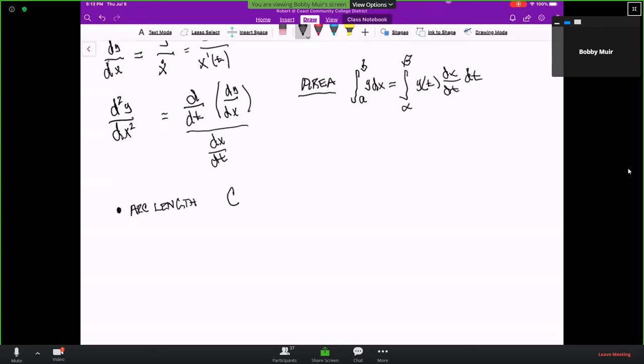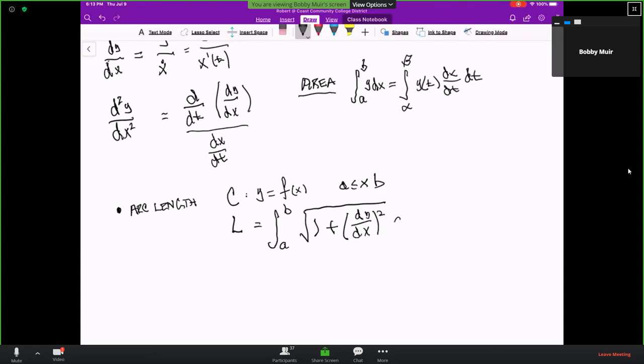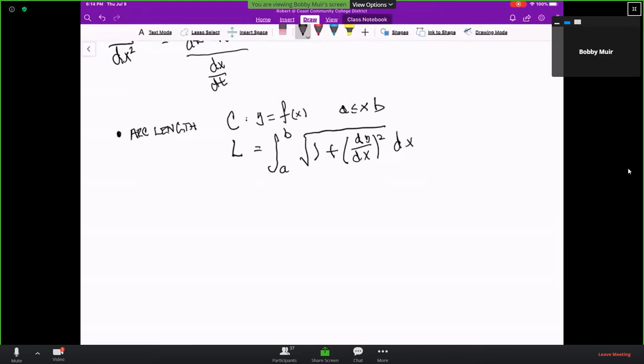All right, so now let's talk about arc length. If I've got a curve C, and let's say that the curve is given by y equals f of x, what we discovered at the beginning of the week or the end of last week was that, with x going between a and b, the length of the curve ended up being the integral from A to B of the square root of 1 plus the derivative squared dx.